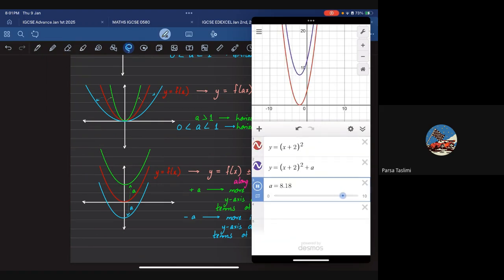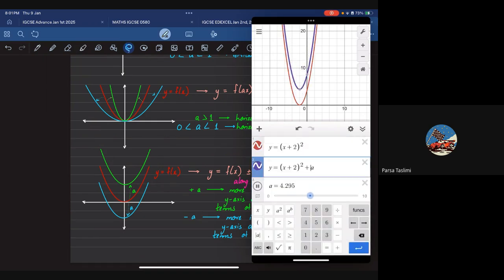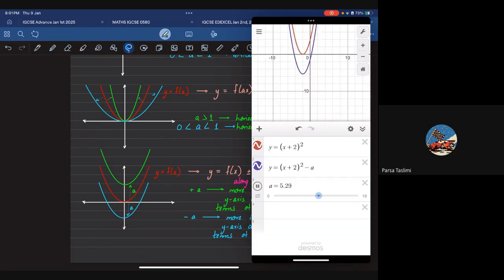All right. Now let's see. You can clearly see that whatever unit of a is, my entire graph has been lifted upwards by the exact same units. And at the same time, if I put in negative a, you can clearly see that whatever value of negative a is, my graph has moved downwards. That's the movement of the graph.